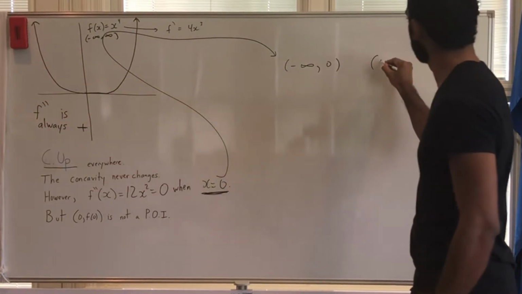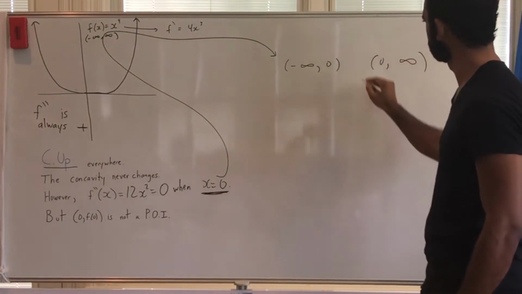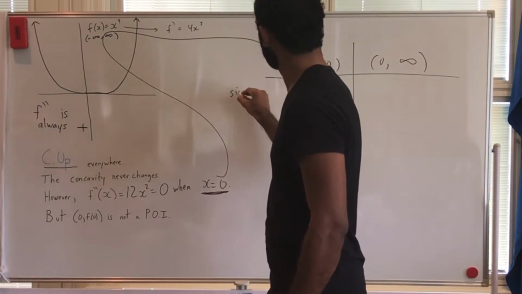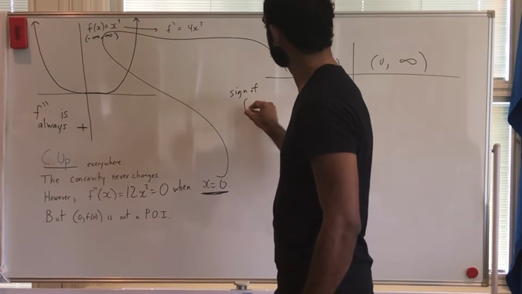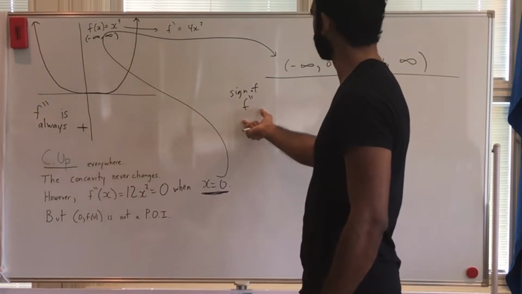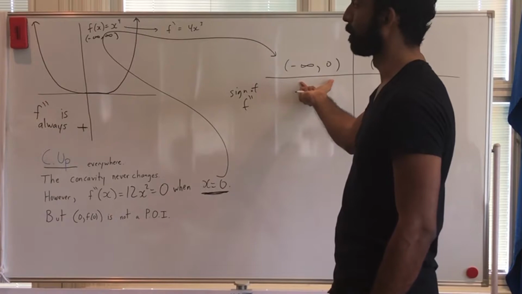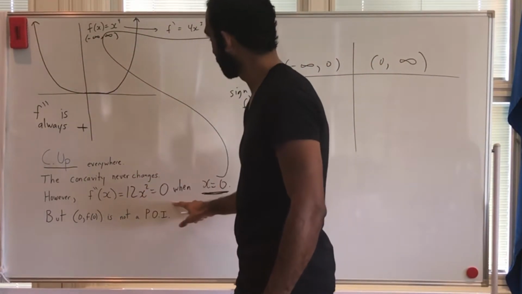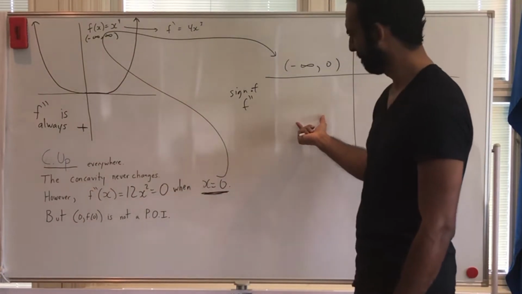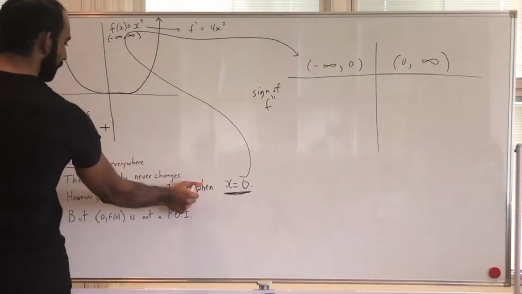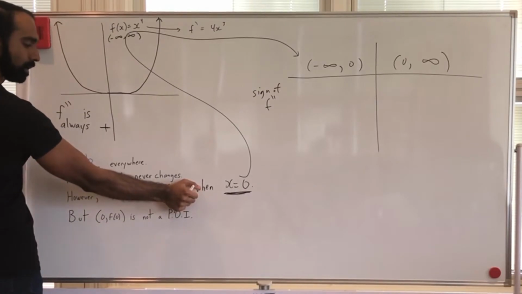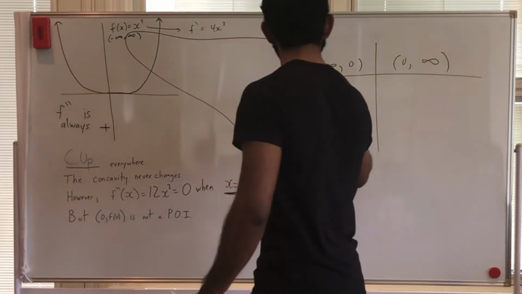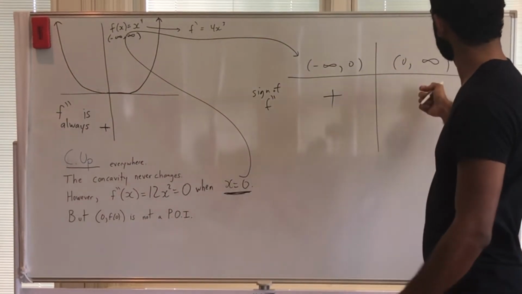Negative infinity to 0 and 0 to positive infinity, yes? Yeah. So help me out here. What is the sign of f double prime on this interval? Remember, we don't have the graph, we just know f, we know f prime, and we know f double prime. Well, if f double prime has an x squared in it, then it's got to be positive, right? Right. F double prime is 12x squared. 12x squared is always positive on that interval, so yeah. Positive. Likewise here.